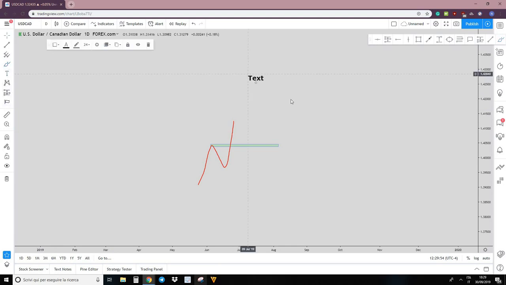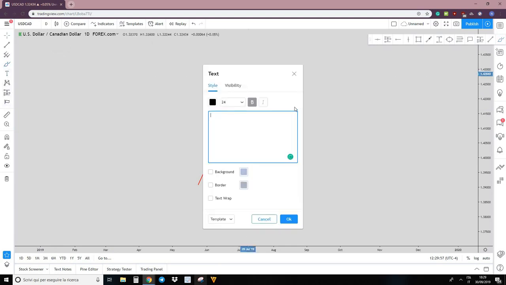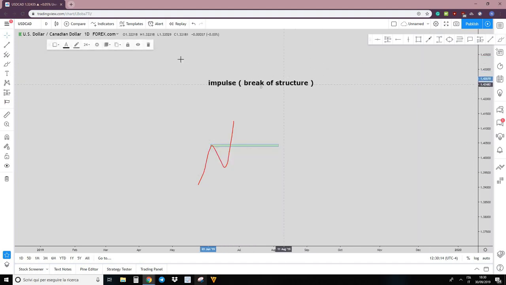Let's start by defining the rules. Rule number one, we need to have an impulse. Very clear, we need to have an impulse. So basically, it means that we need to have a break of structure, either to the upside or to the downside. So basically, the market needs to create either a higher high, so a high that is above this high here, or the same exact thing, the market needs to create a low that is lower than the previous low. So we need to have a break of structure.